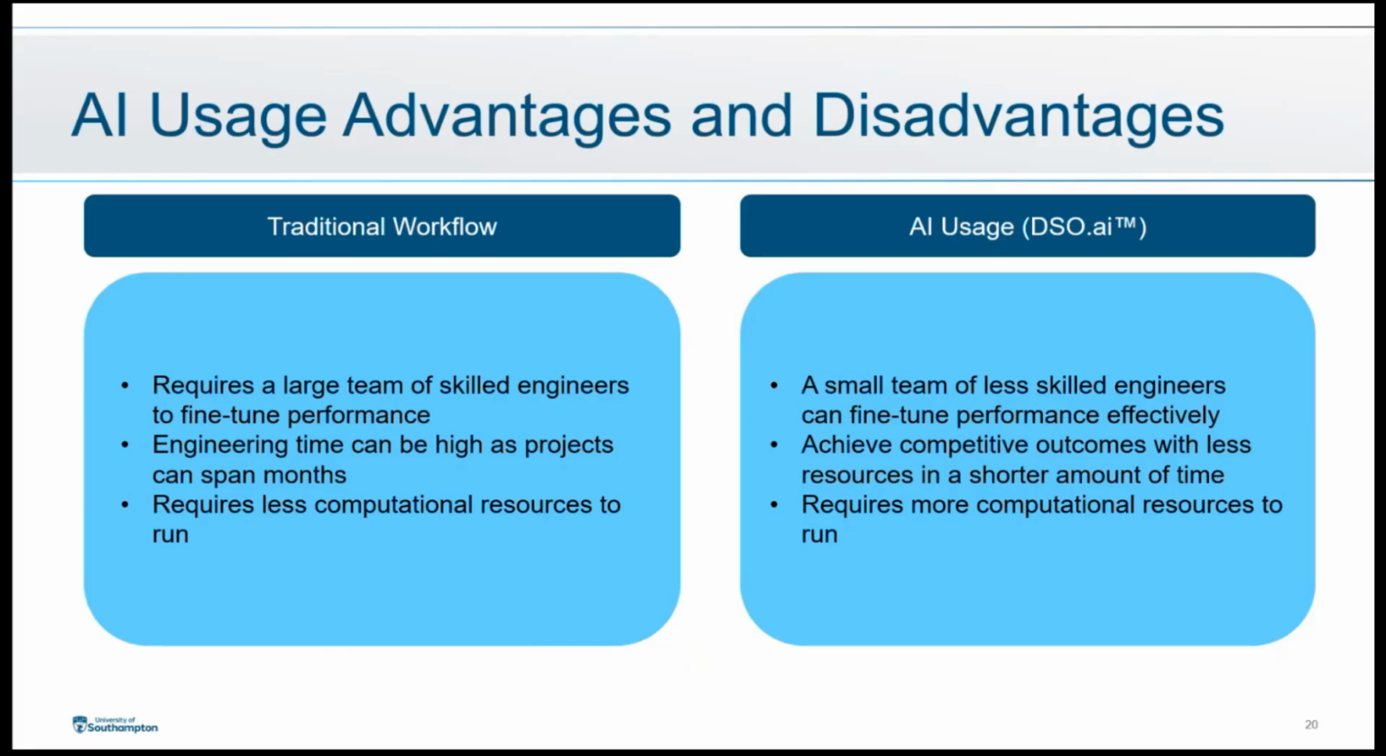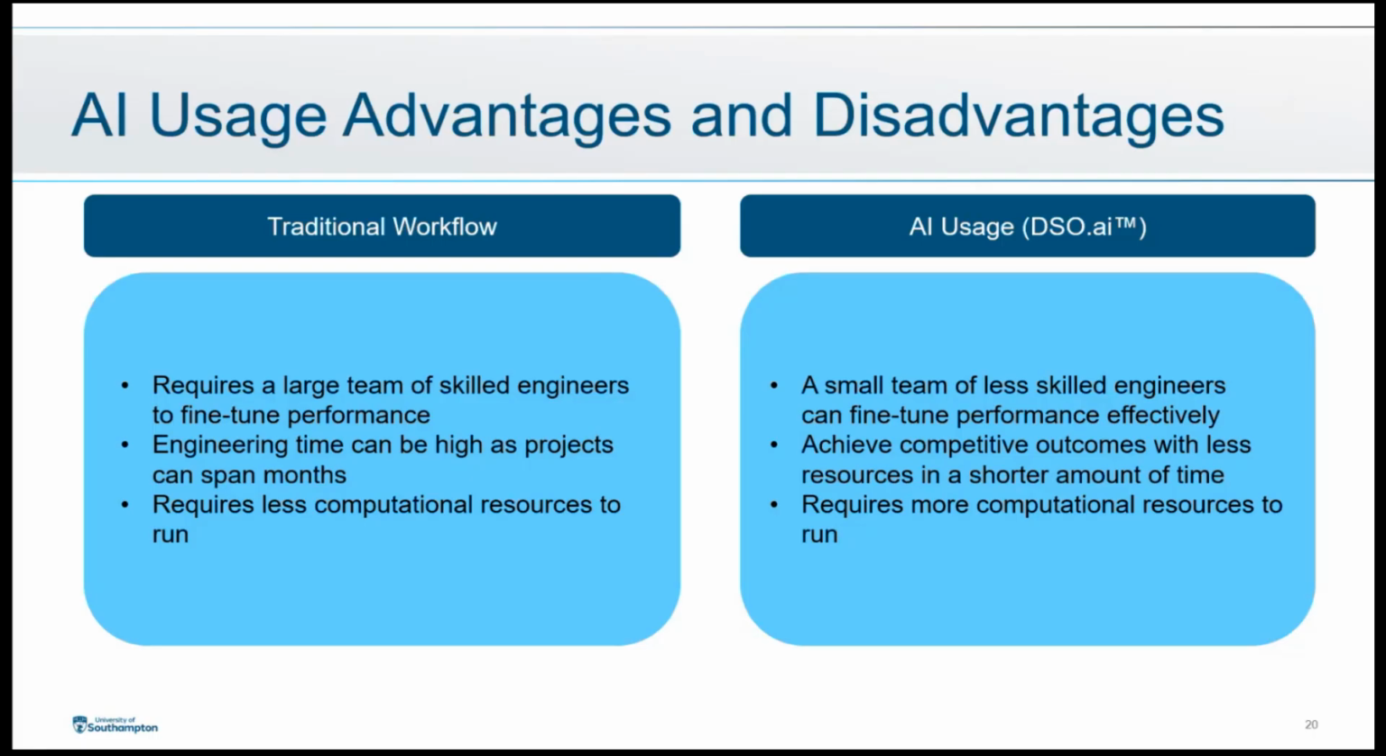When comparing workflows where AI usage is a factor compared to traditional workflows where AI isn't leveraged, we found that in our experience, a smaller team of less skilled engineers can fine-tune performance more effectively. In our group, we needed 5 students to create the optimized baseline, and this was because we had to create a manual floor plan and manually tune the constraints. However, we only needed 3 students to use DSO.ai to achieve the 2 most optimal solutions that we talked about before. Another benefit is that we can achieve competitive outcomes using less resources in a short amount of time.